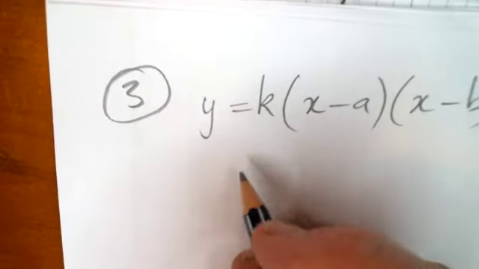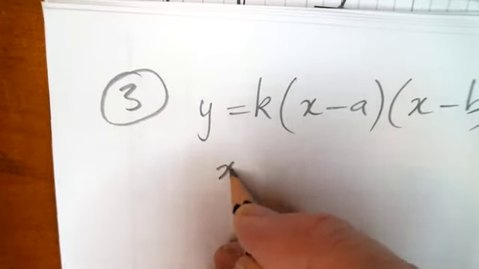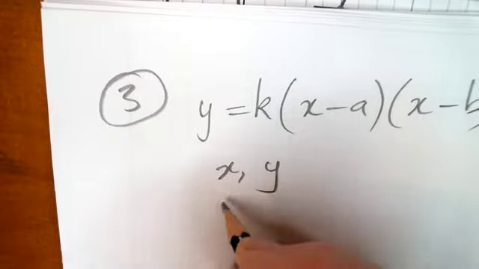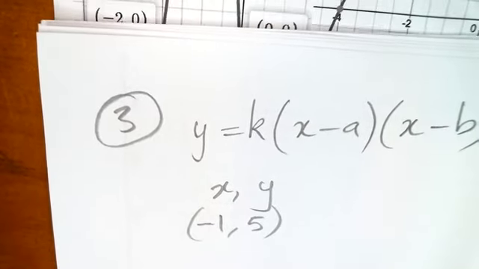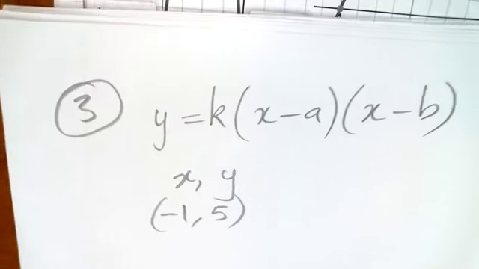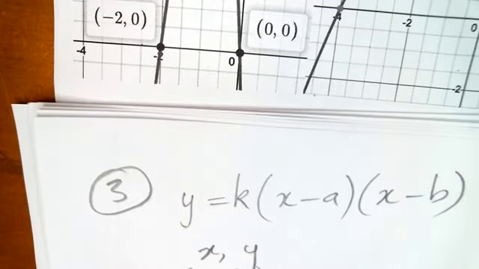So I'm just going to make a note. I've got an x and a y. I've got a negative 1 and a 5. That's my coordinate there, or my ordered pair, if you like. So what I'm going to do now is try and work out what these values are.